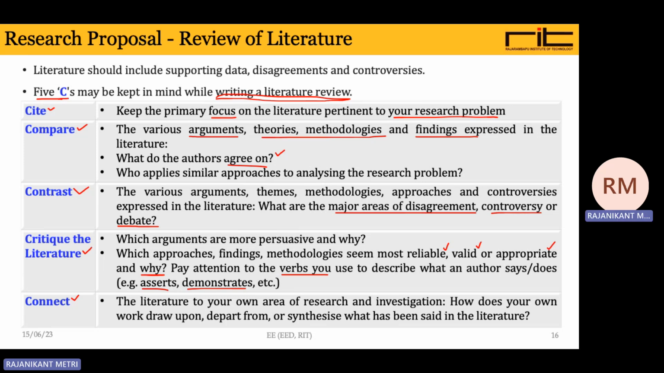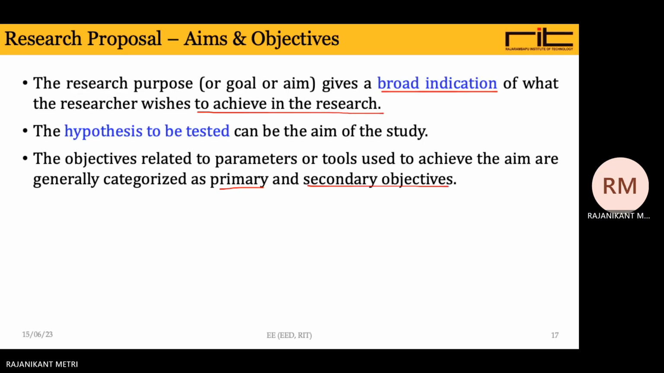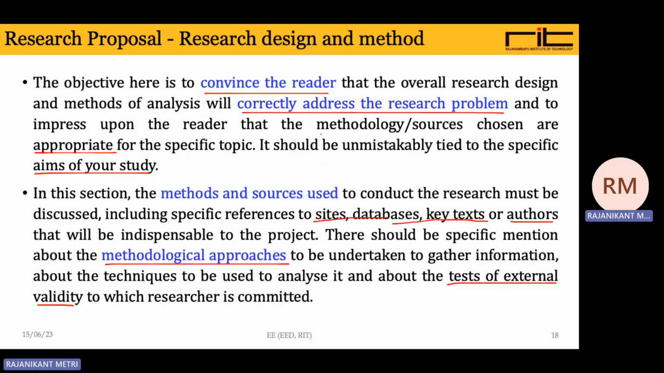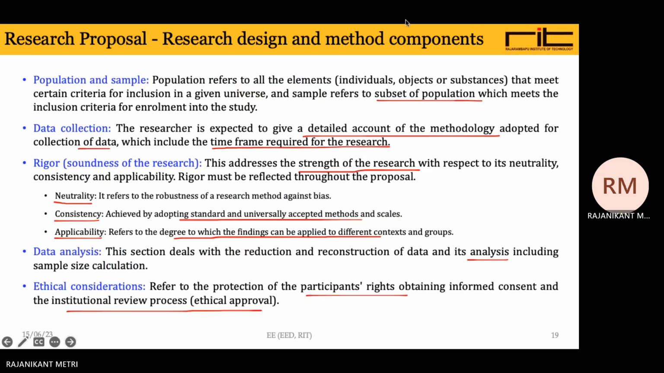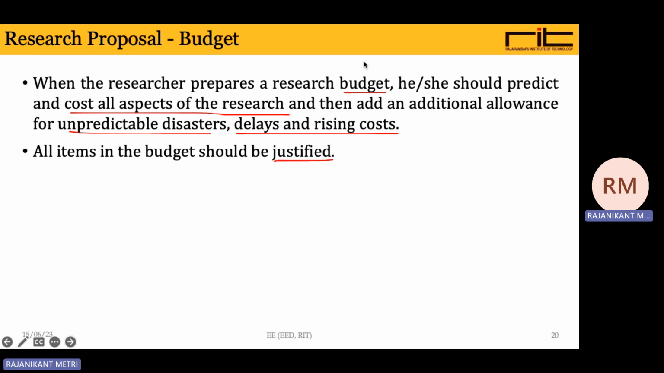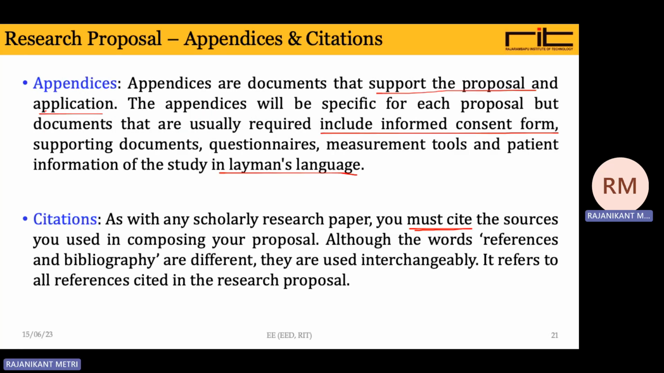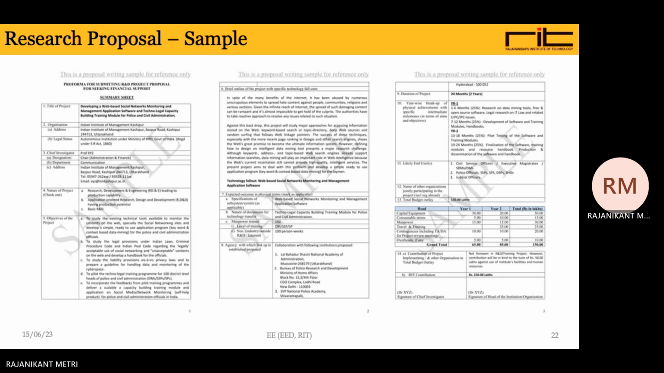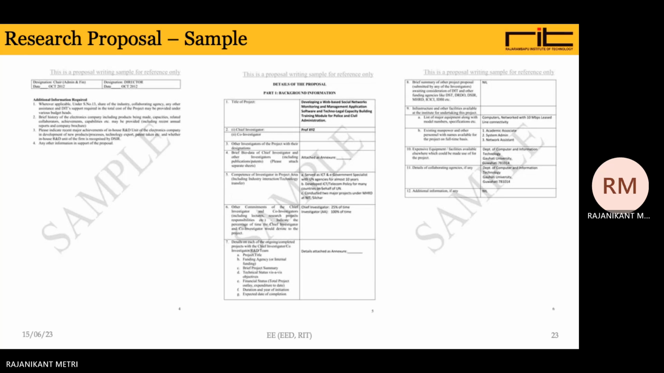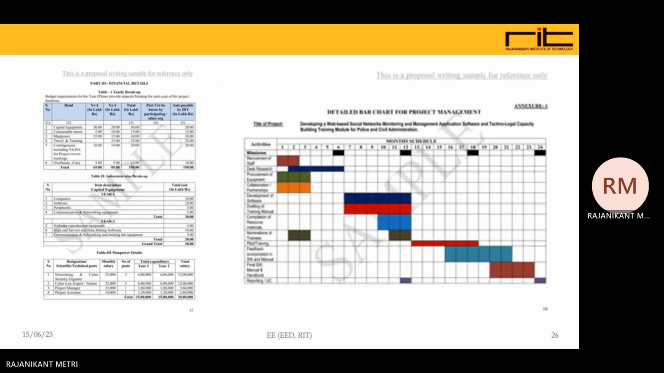So we have seen the 5 C's, the aims and objectives of a research proposal and how to write them, and then the research design, and regarding budgets, timeline, appendices, and citations. And we have seen a couple of samples, and this is related to the budget and timeline.